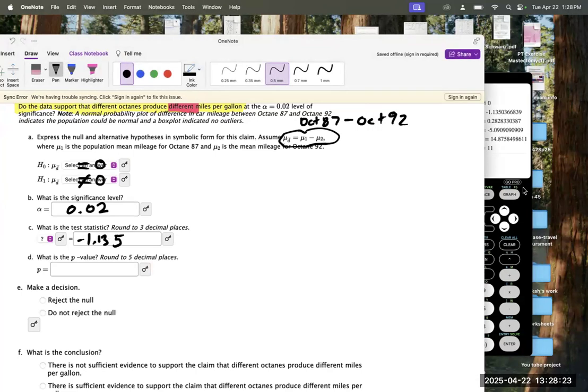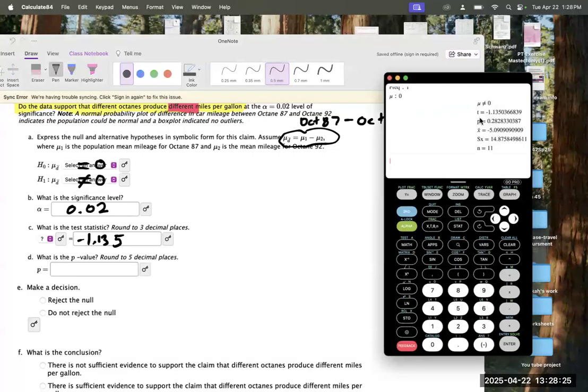Then what is the p-value rounded to 5 decimal places? So here's your p-value. It's 0.28283.